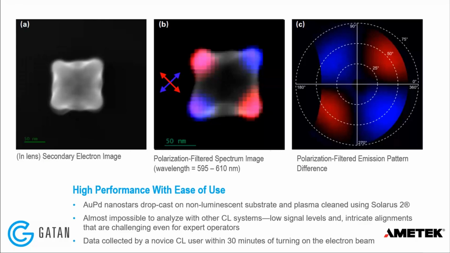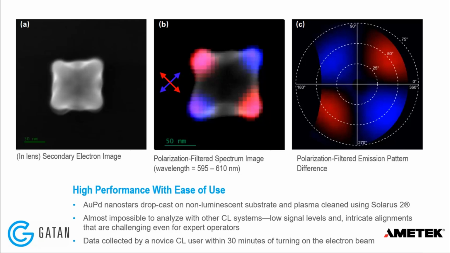And even with the latest systems that are available on the market or recent generations of systems, analyzing these types of samples was almost impossible. So this is a gold palladium nanostar. Tip to tip, it's about 100 nanometers in size, and it's being drop cast onto a non-luminescent substrate. So they're very dispersed particles on a non-luminescent substrate, which makes that kind of iterative alignment procedure impossible to do. They emit with very low signal levels, and as I said, those intricate alignments are just almost impossible to do. And so many people thought that analyzing these sorts of specimens was just impossible with CL systems.